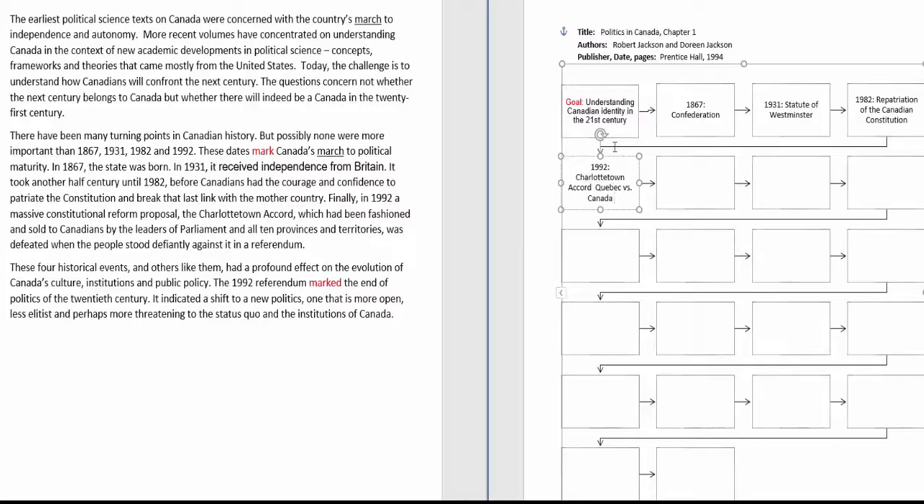A great deal of time has passed since 1992. Has anything else happened that might demonstrate Canada's march to maturity since that time? In 1999, Nunavut was created. Is this a turning point in Canadian history? You also might like to write down the words march and mark to follow up with their exact meanings.